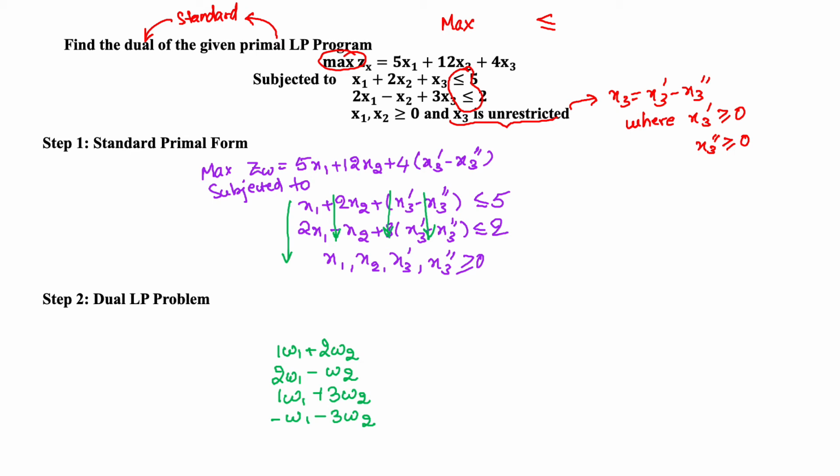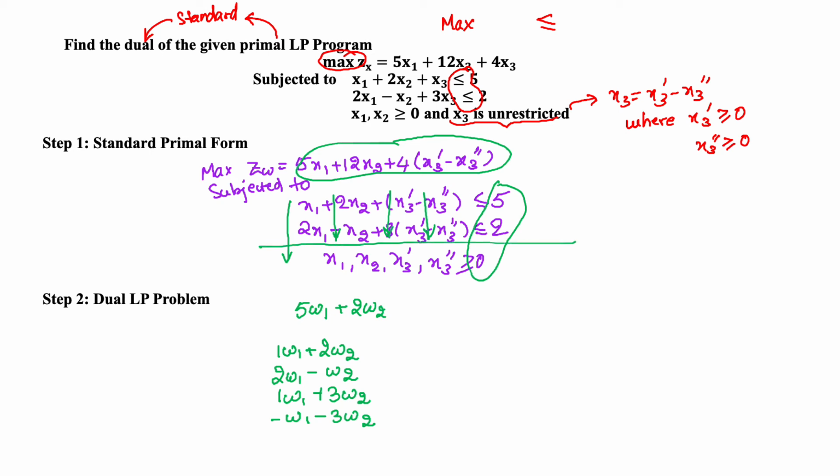Okay. Next thing is I will transpose the right hand side constants with my objective function coefficients. So now my objective function will be 5 w1 plus 2 w2. Okay. We are having two equations only. So two variables, and all the coefficients of the primal objective function will become the right hand side of the dual problem, that will be 5, 12, 4, minus 4.